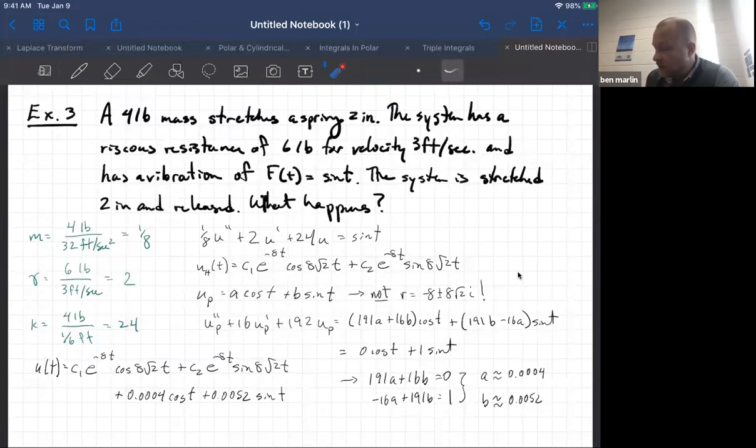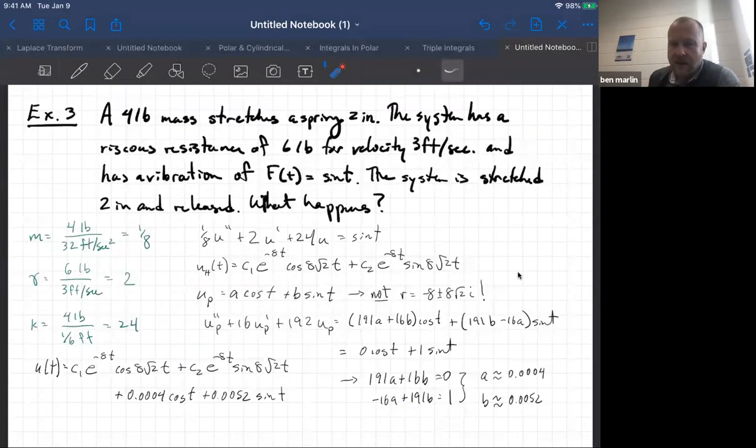Okay, anyway though, if we've got that for our u sub p, then plugging in u sub p double prime plus 16 u sub p prime plus 192 u sub p, when we differentiate and put it together, we'll have 191a plus 16b times the cosine, and 191b minus 16a times the sine. Since that's supposed to be equal to 0 cosine t plus 1 sine t, this part has to be 0 and this part has to be 1, and it's just a system to solve there.